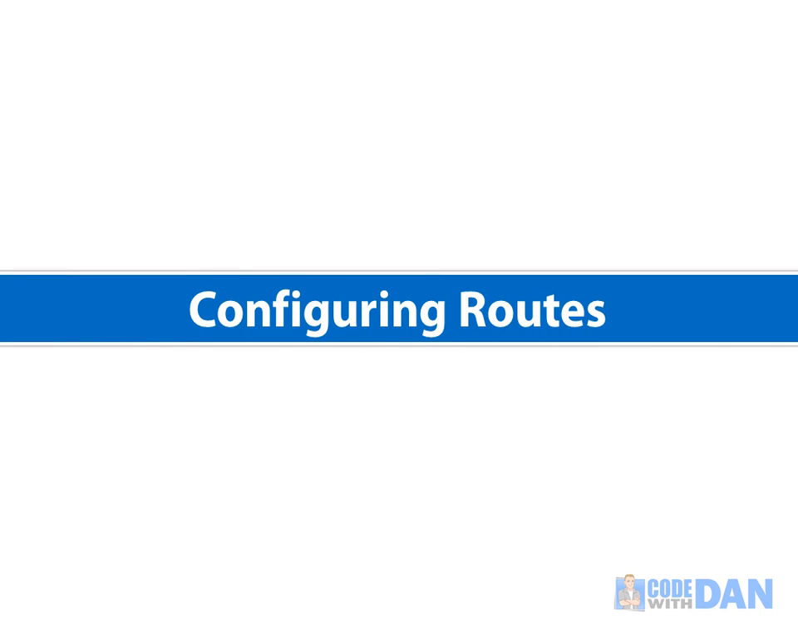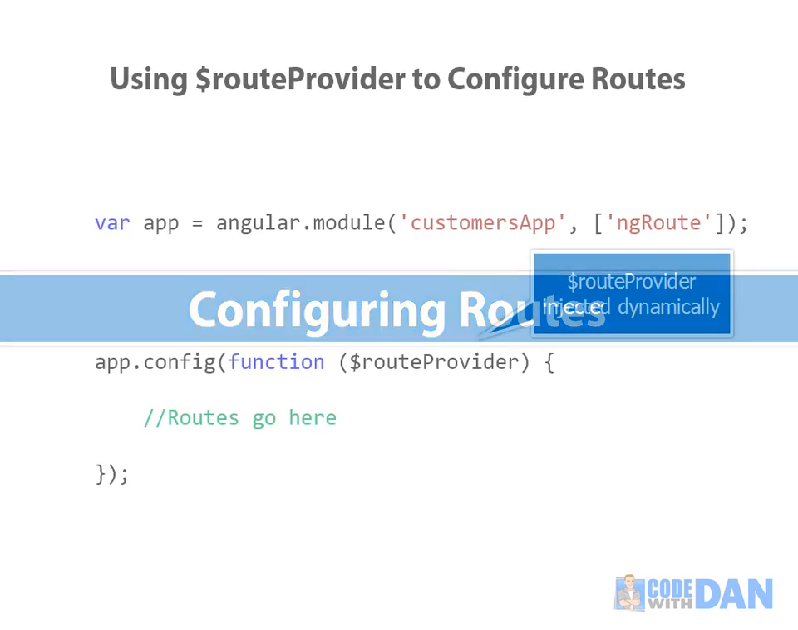Once you've referenced the ng-route module in your application, you can use an object within it that's called route provider to actually configure routes and associate a controller with a view. And that's what we're going to look at here.